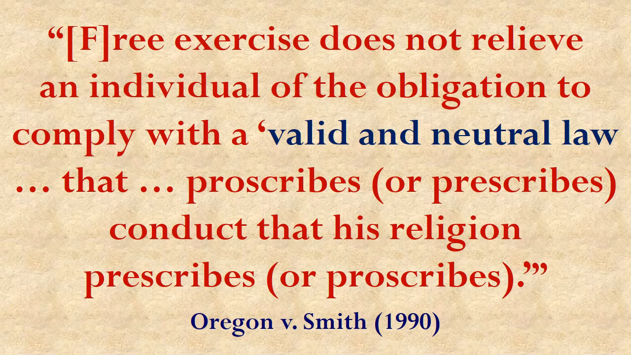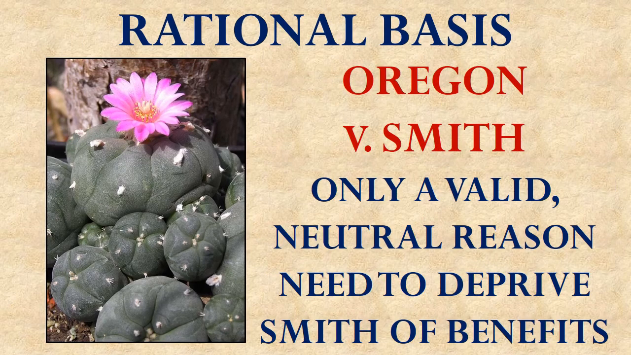It wasn't something they just made up to try to get away with something here, but it was really a traditional part of their sincere religion. Well, when the Supreme Court got the case, rather than applying the compelling interest standard as they had in Yoder and Thomas, in this Oregon versus Smith case, they instead said that Oregon only needs a valid and neutral reason to deprive Smith of the unemployment benefits that he was seeking.